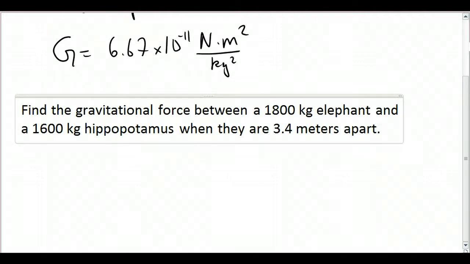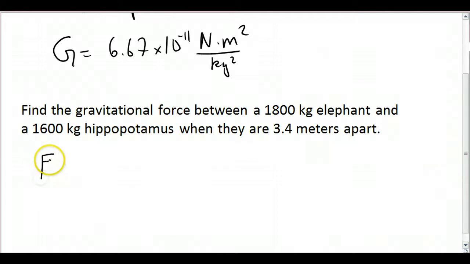Okay, so we're going to start with a problem at the zoo. We've got a 1,800 kilogram elephant and a 1,600 kilogram hippopotamus, and they're 3.4 meters apart. We want to find the gravitational force between them. So obviously we're going to use the equation for force of gravity. It does not matter which mass is which mass. So you just do this as a simple plug-in.